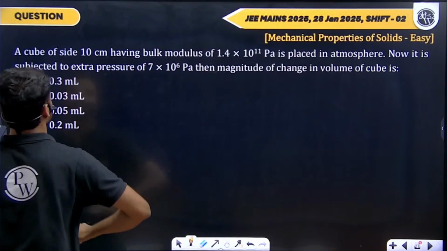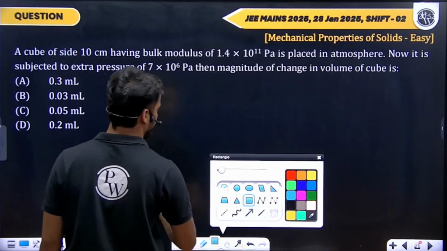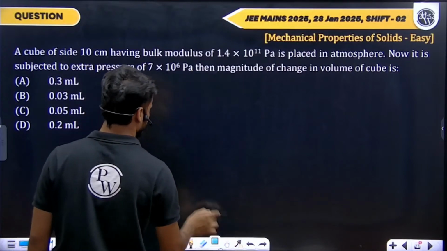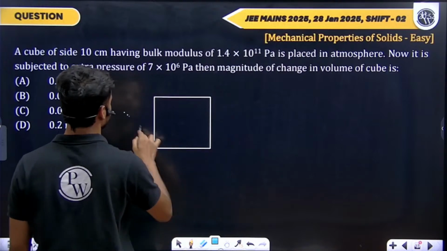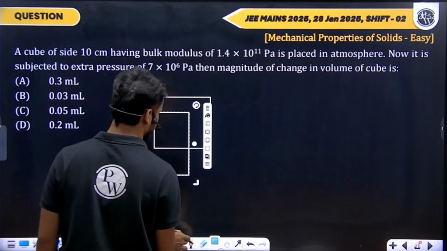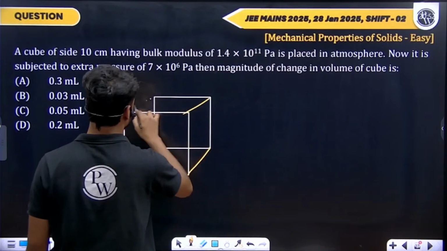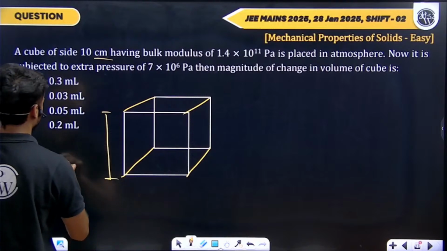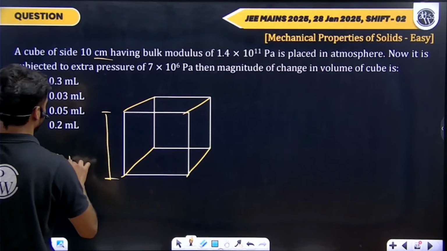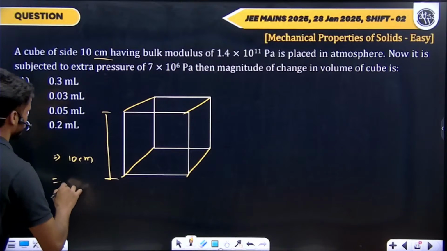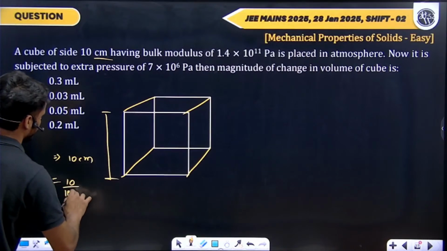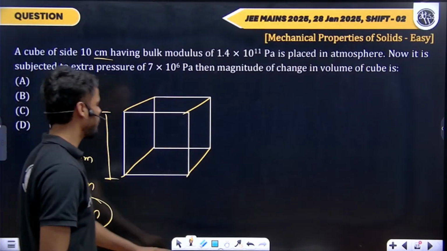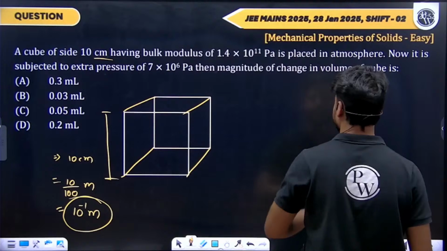A cube of side 10 centimeter. So we are having a cube whose side is 10 centimeter. Okay, so we have to look after the units of the sides. It is 10 centimeter, so you can say that this is coming out to be 10 upon 100 meters, which is 10 raised to the power minus 1 meters, because we have to put all the data in proper SI unit.